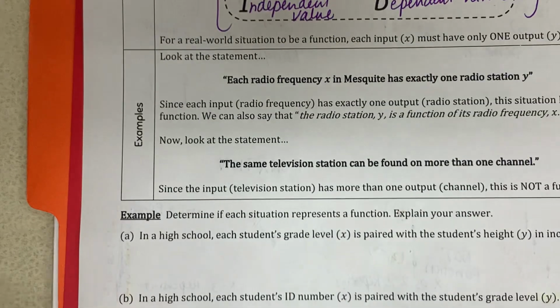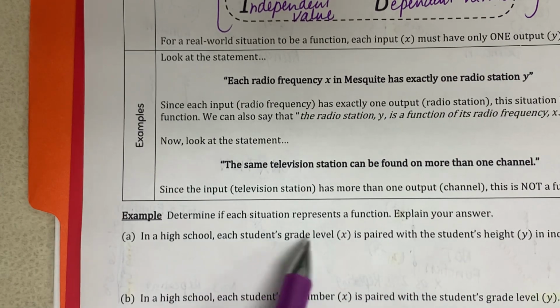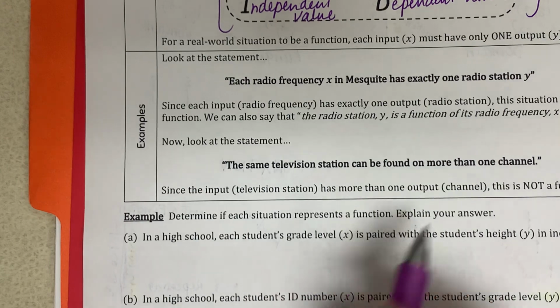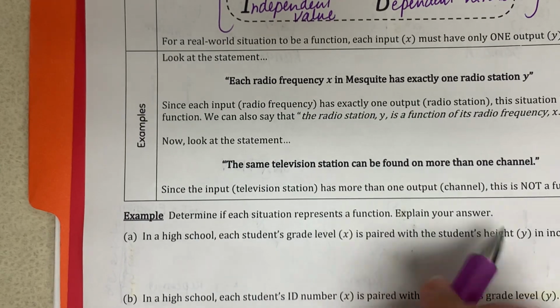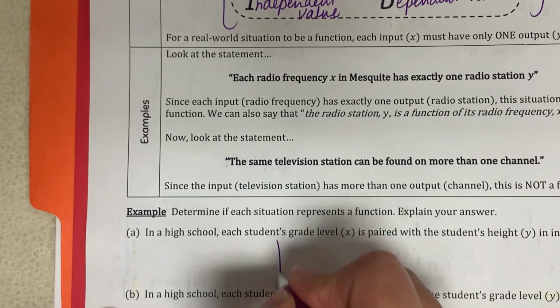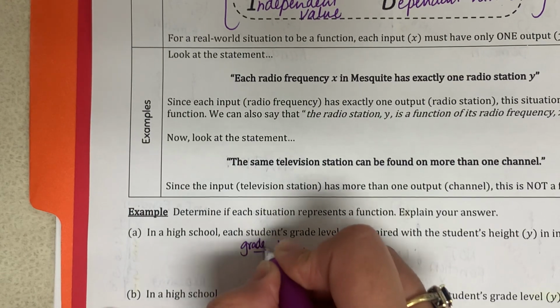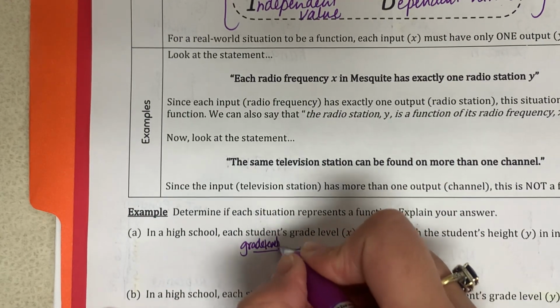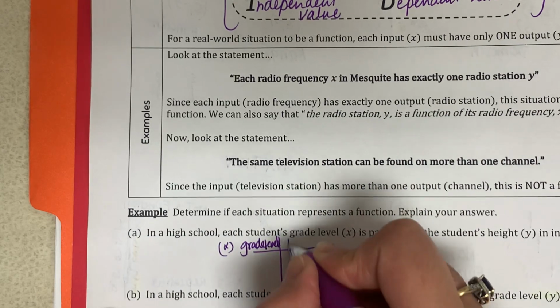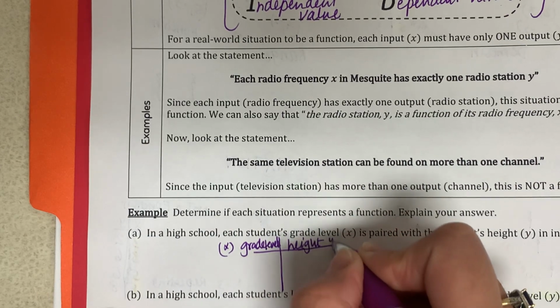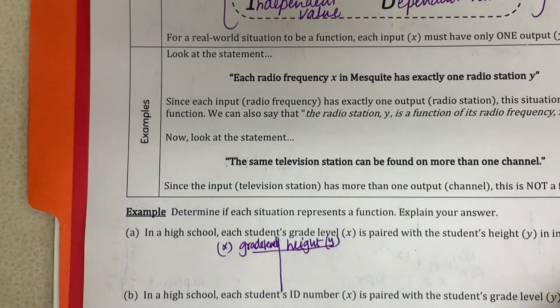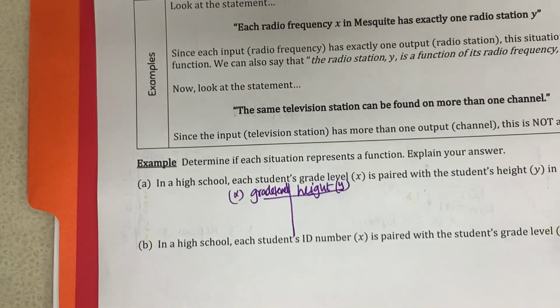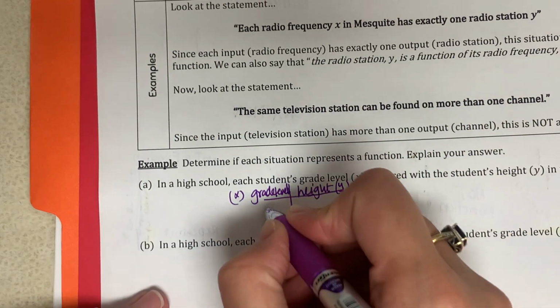We have two examples at the bottom where we have to determine whether it's a function or not a function. In a high school, each student's grade level, so grade level is X, is paired with the student's height, Y. So the grade level of the student is X and height is Y. If I am checking your height, which grade are you all in? You all belong to 8th grade.